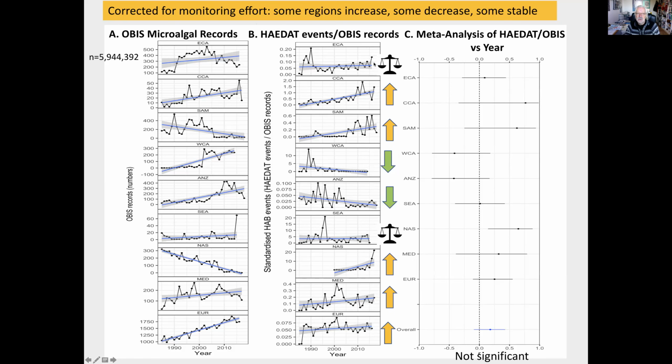And again, we just throw all of the powerful statistics at it. And here, this is maybe somewhat of a surprising result. When you look at the global data set, there is no significant change in HAB events over the years when we corrected for differences in the intensity of monitoring.